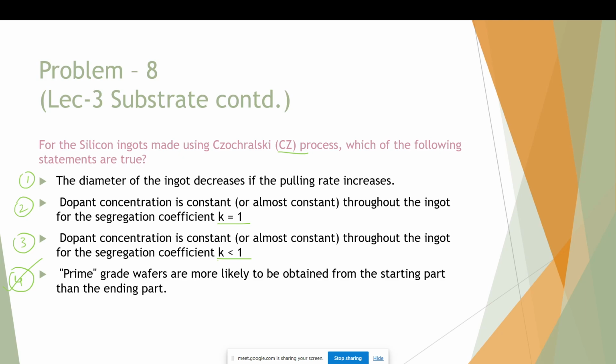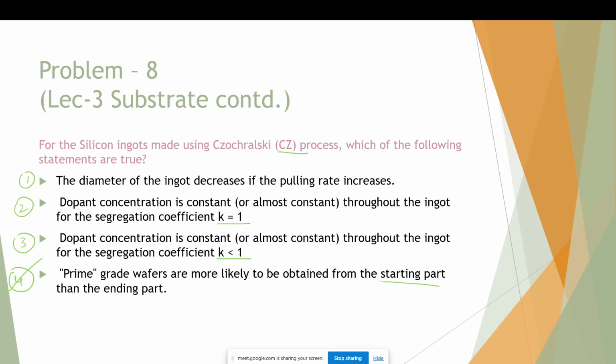Because as we start melting the ingot, the amount of silicon in the melt will decrease. Right, you're right. So the concentration present in the melt itself will decrease. Okay, so then when we try to recrystallize it, the number of impurities will be more. You're right. So prime grade wafers are more likely to be obtained from the starting part. But there is more than one correct option. So what is the next true statement?